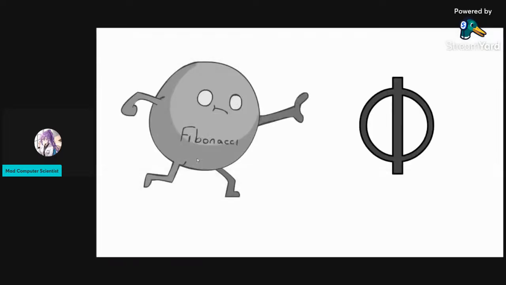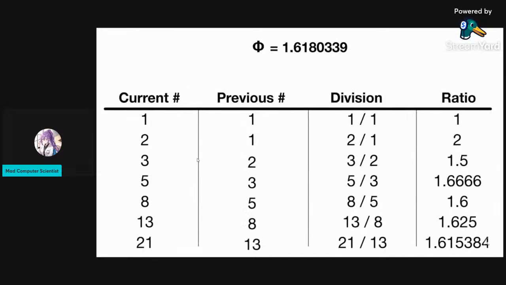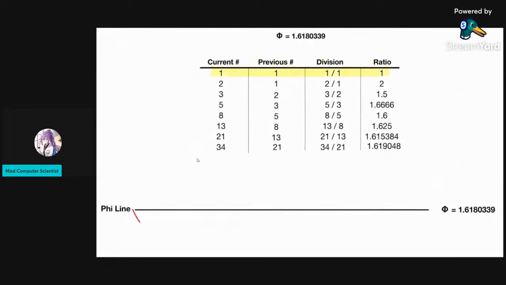Now, what most people don't know about Fibonacci is that it actually continually strives closer and closer to the phi ratio. By dividing the current number into the last, you can see this happening. 1 into 1 is 1. Well, that's not close at all. 2 into 1 is 2. This time it's over, but closer. 3 into 2 is 1.5, which is under, but closer still. 5 into 3 is 1.666. This time it's over, but even closer. Continuing with that, it's 1.6, and then 1.625, 1.615384, 1.61904.